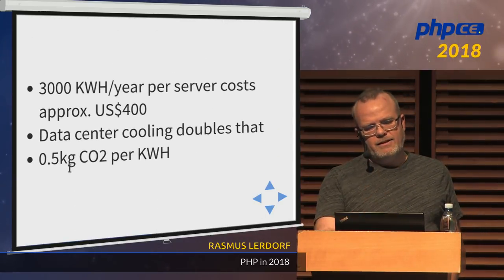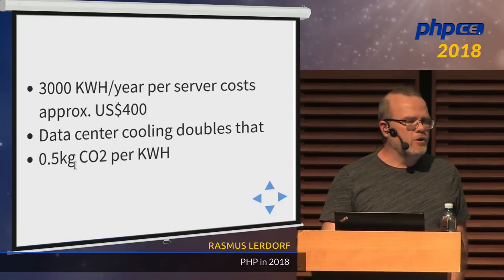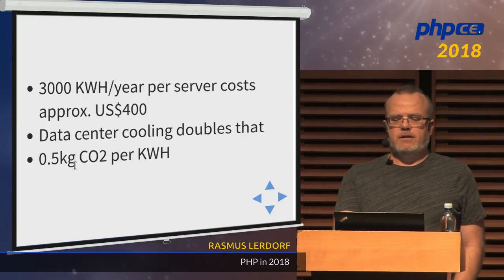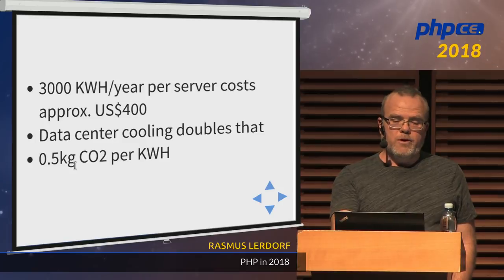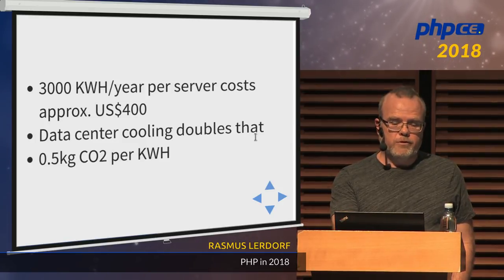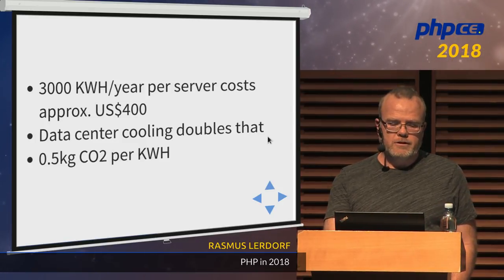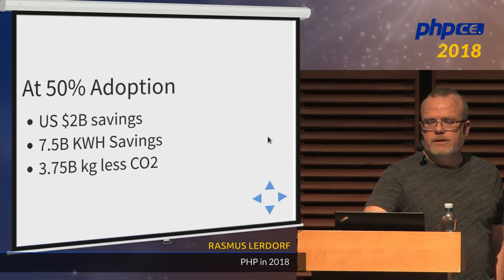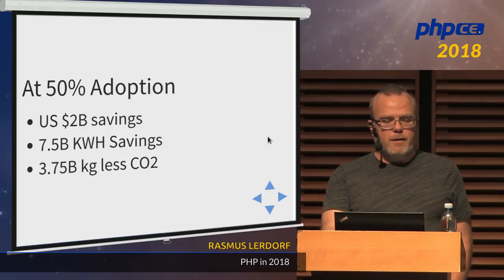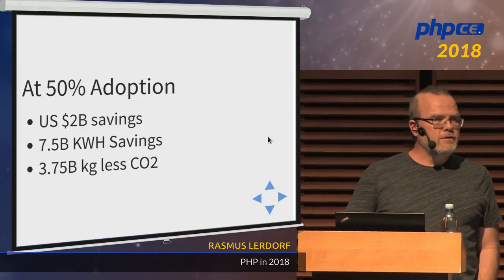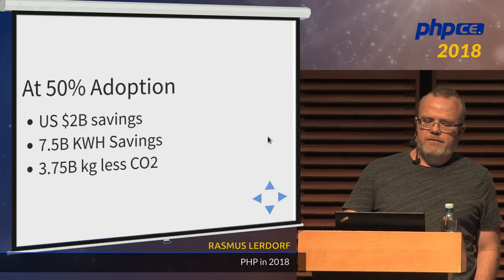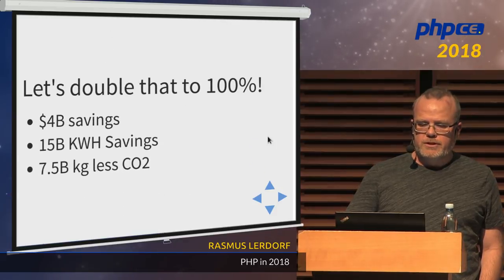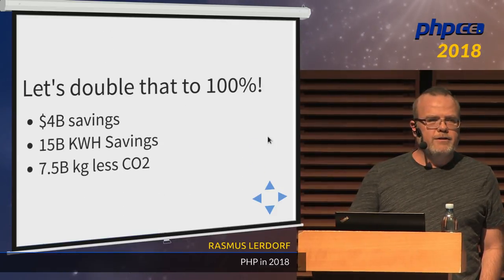Each server takes about 3,000 kilowatt hours per year. Costs about, in the US, about $400. Plus then you pay for cooling, which basically doubles it. And you spit out about half a kilo of CO2 per kilowatt hour. So at 50% adoption, we've saved about $2 billion in hosting cost over PHP 5 and a hell of a lot of CO2. But let's bring that all the way to 100%.